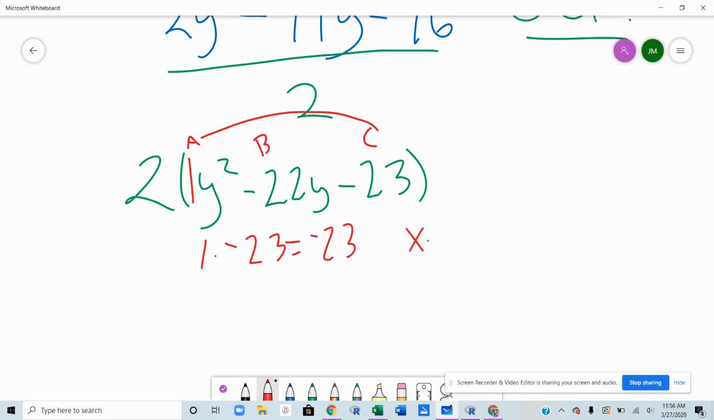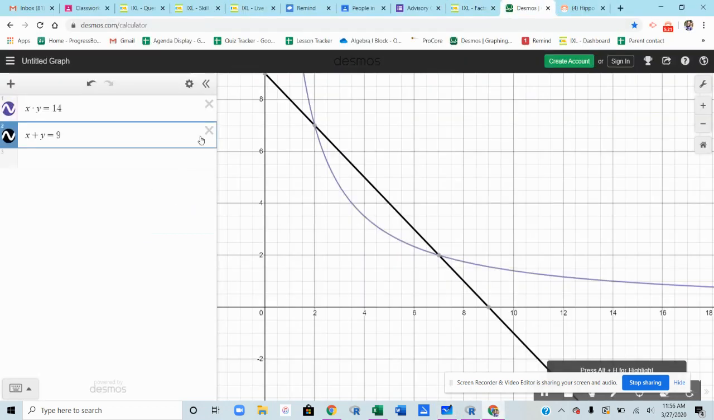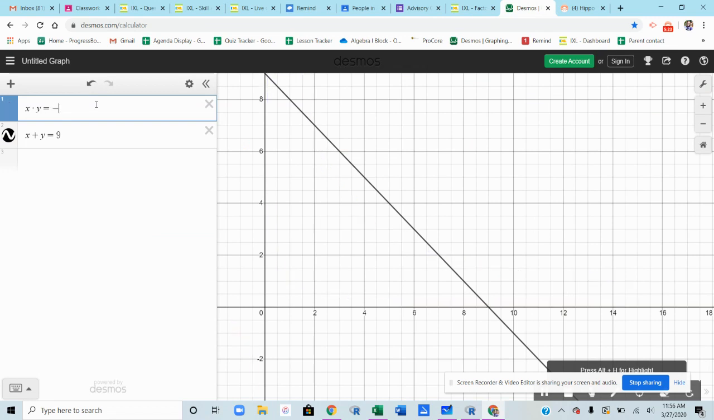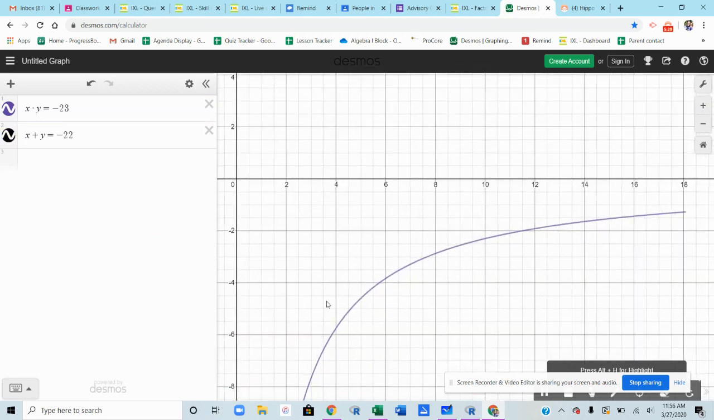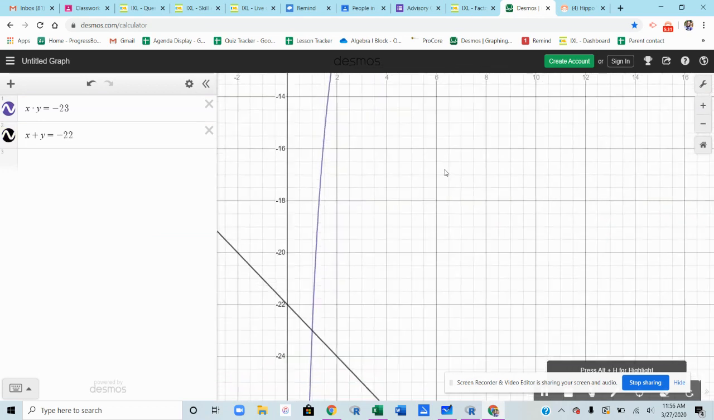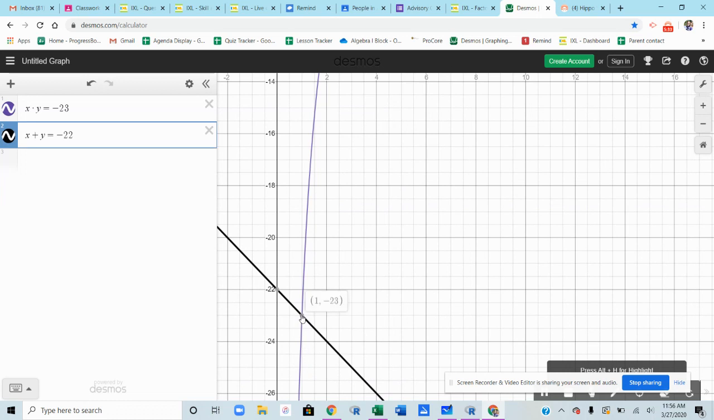Then we're going to use Desmos. We need two numbers that multiply to be that answer and add to be B, which is negative 22. So I can go to Desmos and type that in. I have x times y is supposed to be negative 23, and x plus y is supposed to be negative 22. Move this so I can find my answers. Here's where they intersect, at 1 and negative 23.